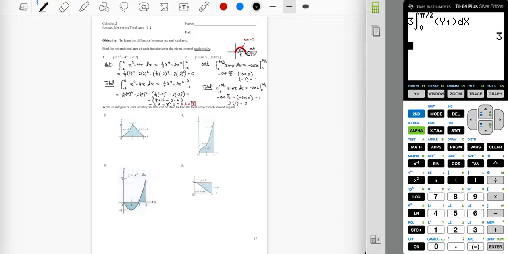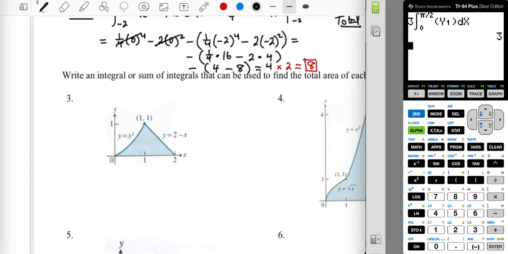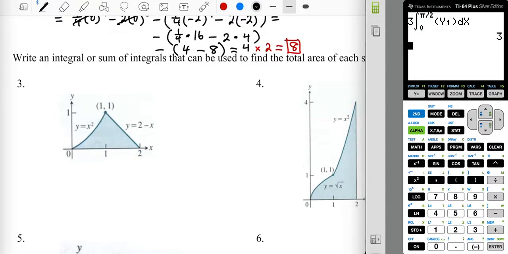Number 3, write an integral or sum of integrals that can be used to find the total area. All right, so we're looking at 2 distinct functions. So what we need to do is break the interval up so that we're looking at one function at a time.